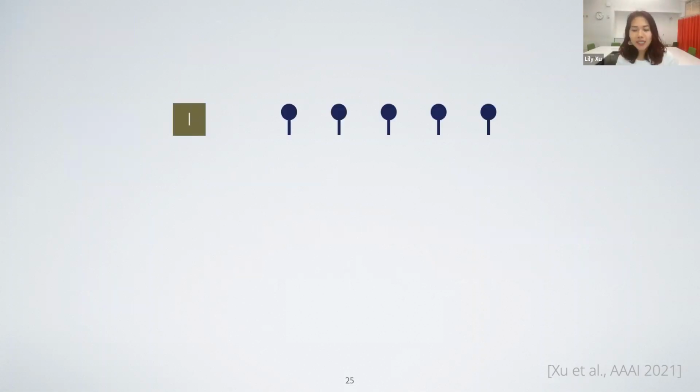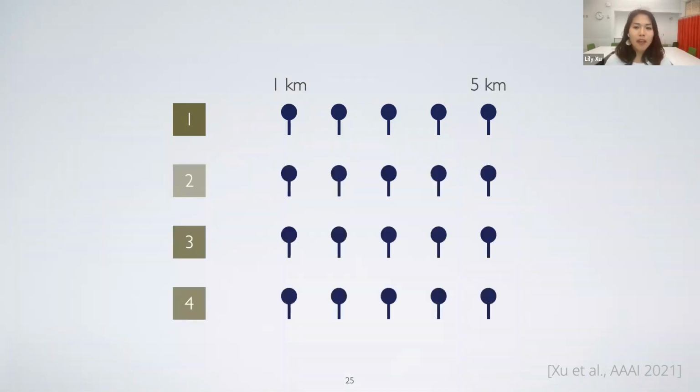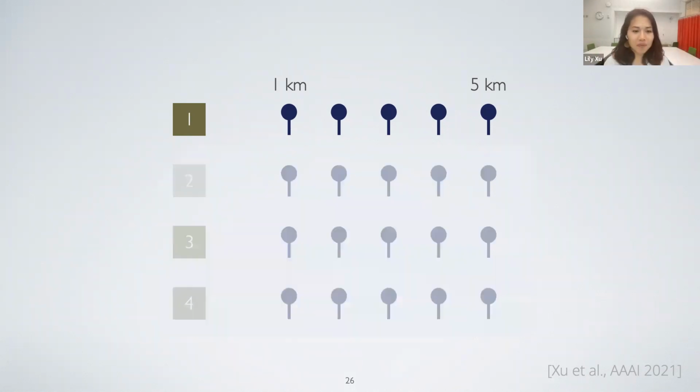To give an example of what this looks like, let's say we consider each target at one of 5 discrete levels of effort, so between 1 to 5 kilometers of patrol. And if we have 4 targets total, then the total number of things that we have to track is 20, 4 times 5.